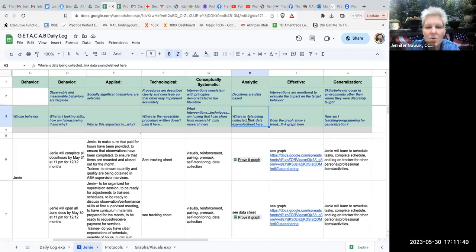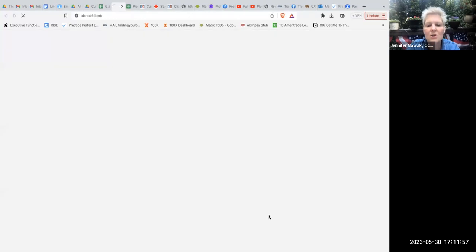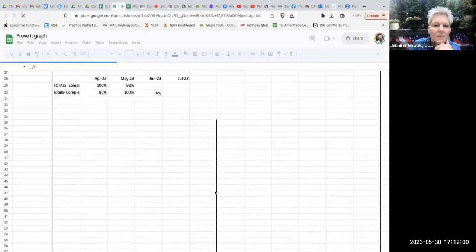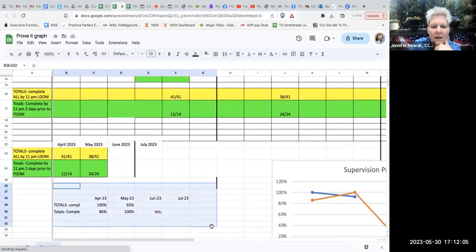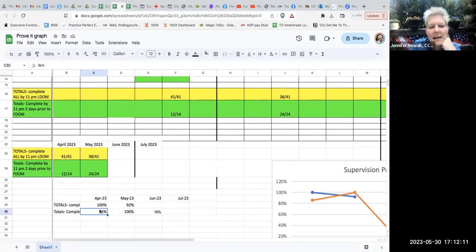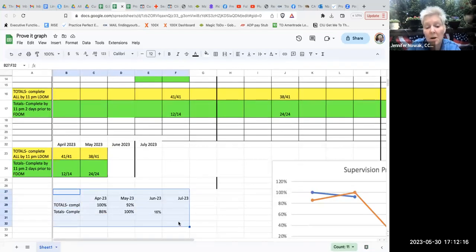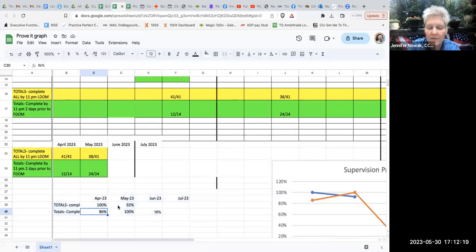So the question that you ask yourself is, where is that data being collected? And please, for the supervisor, link it here. So this little link takes you back over here. Whoops. To my actual data. And I converted it into percentages down here. So 41 out of 41, 12 out of 14, 86%. So here's my actual data, so that if my supervisor wanted to come in and say, how are we doing at collecting funds and making sure that we're ready? And I know there are 1,000 other things that we could track. April and May went pretty well, right?